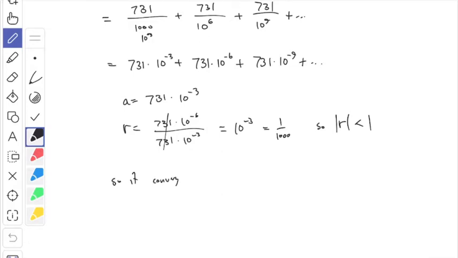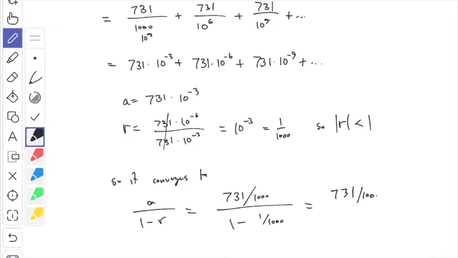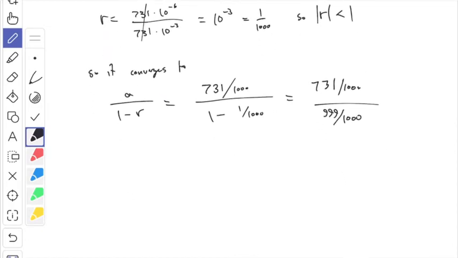What does it converge to? It converges to A over 1 minus R, where A is 731 times 10 to the minus 3, which I'll write as 731 over 1,000, divided by 1 minus 1 over 1,000. This is 731 over 1,000 divided by 999 over 1,000. And then those thousands will cancel in the fraction, and we end up with 731 over 999. That's the answer. All right, pretty great.